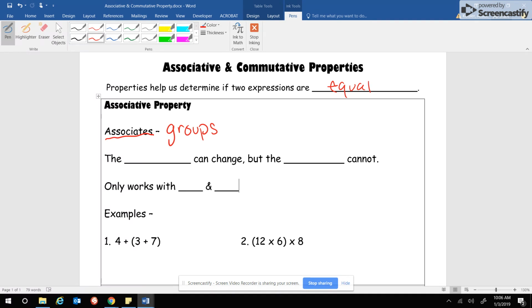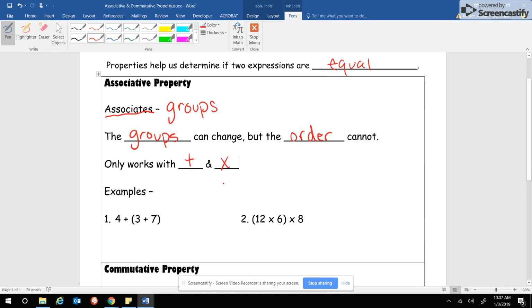So basically what that means is the groups can change. So parentheses or brackets can change, but the order of the terms cannot. So I can change the parentheses around, but I cannot change the order of my numbers. And that only works with addition and multiplication. So I can't use the associative property if I have subtraction or division.